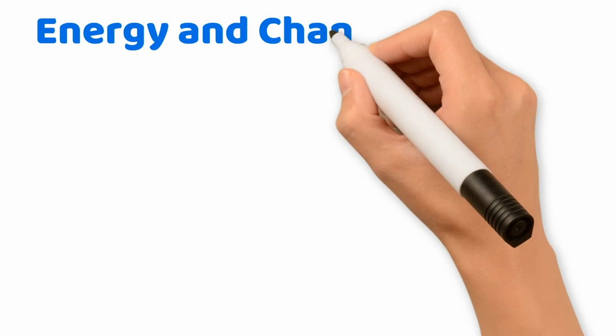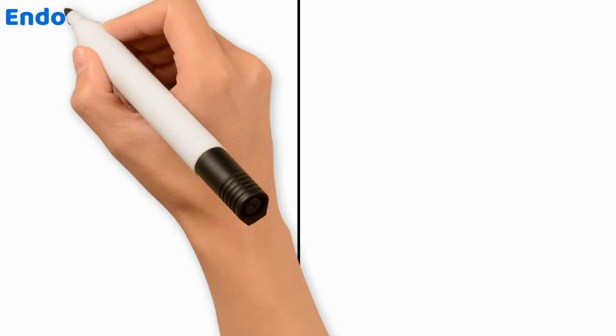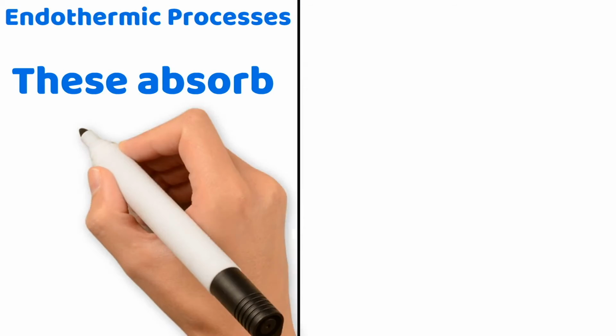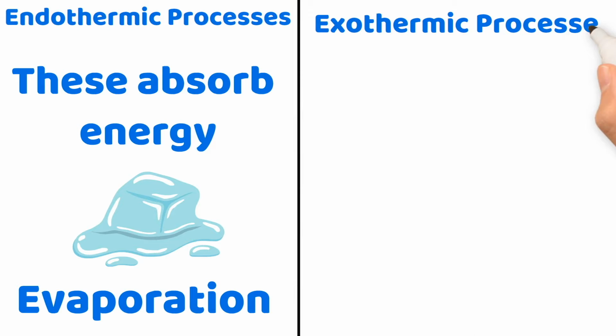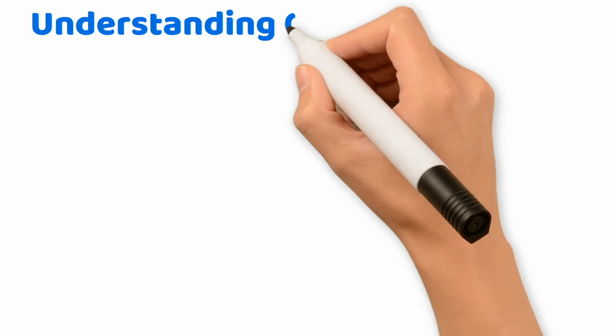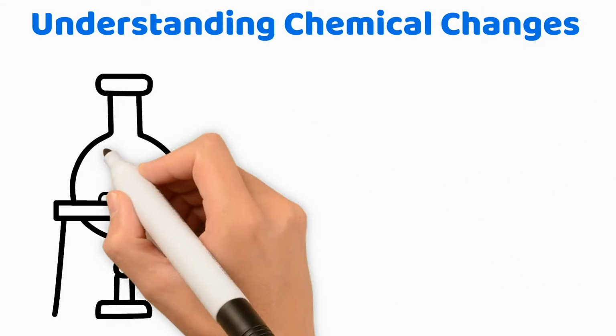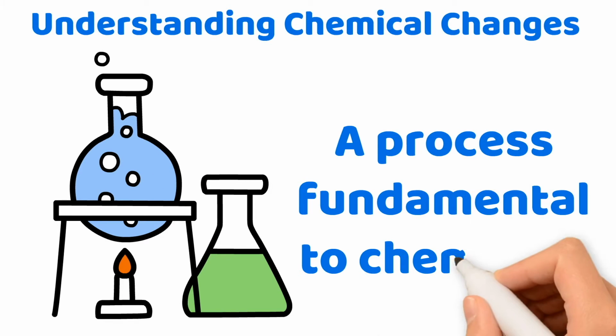Energy and changes in state. Energy plays a crucial role in changes of state. Endothermic processes. These absorb energy, such as melting or evaporation. Exothermic processes. These release energy, like freezing or condensation. Understanding chemical changes. Chemical changes involve the transformation of substances into new ones, a process fundamental to chemistry.